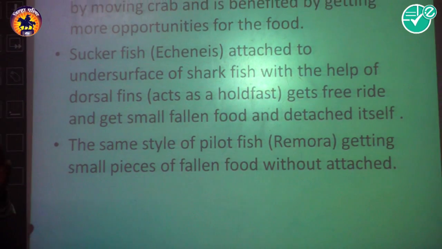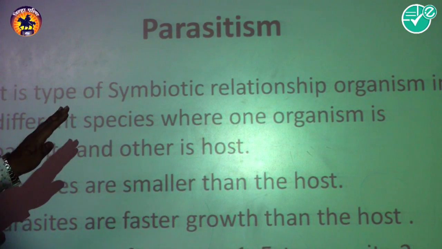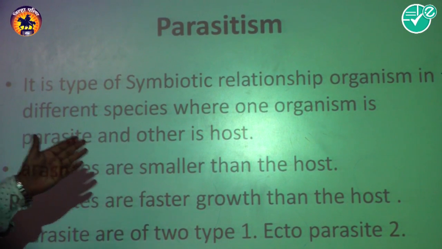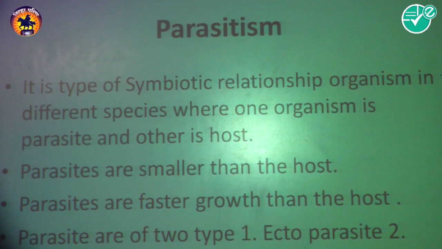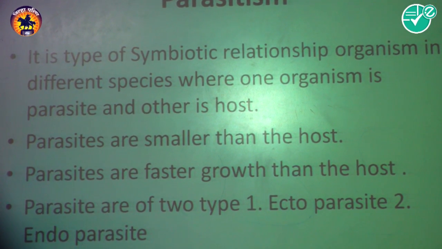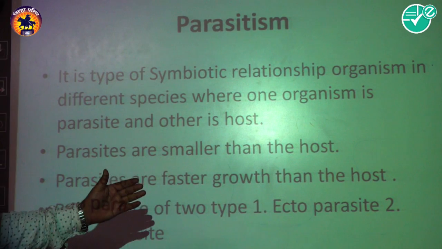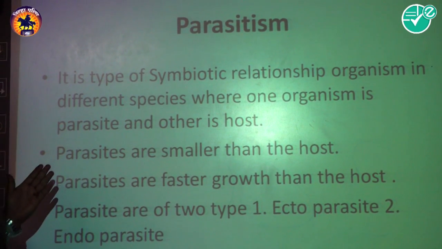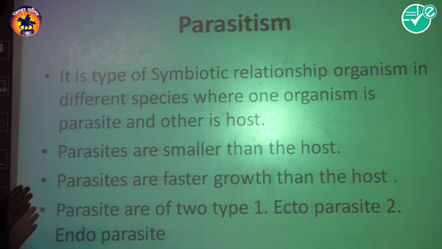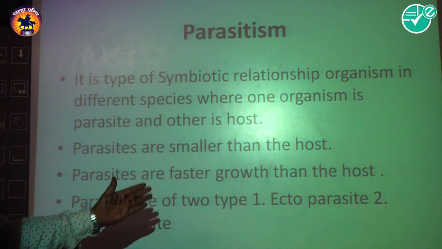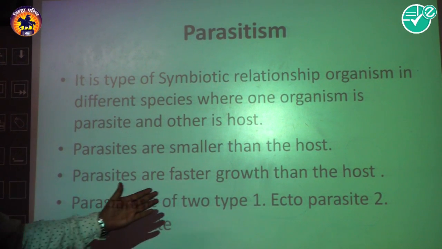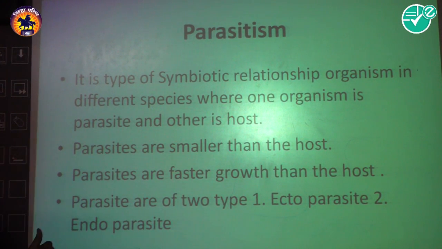देन द पैरासिटिज्म, it is a type of symbiotic relationship between organisms of different species where one organism is the parasite and the other is the host. The parasites are smaller than the host and the parasites grow faster than the host, and the parasites are of two types: ectoparasite and endoparasite.